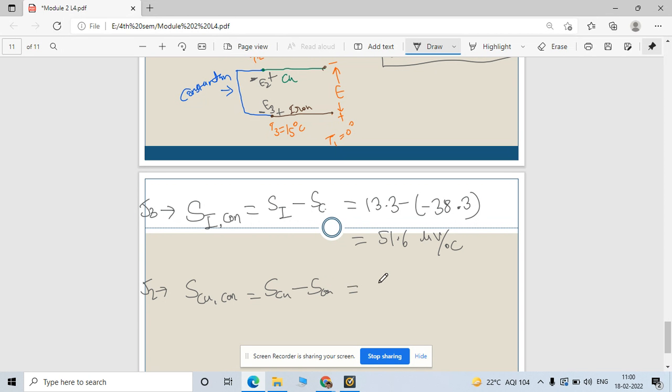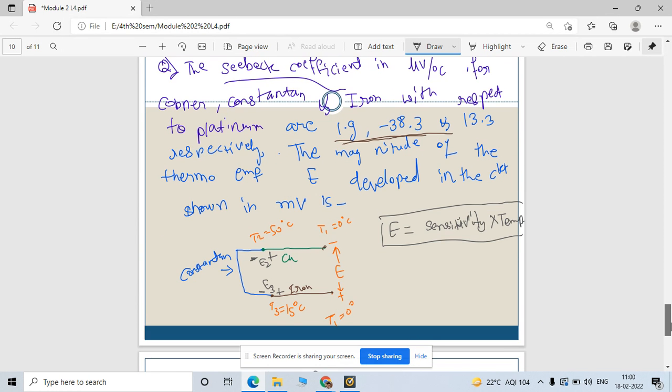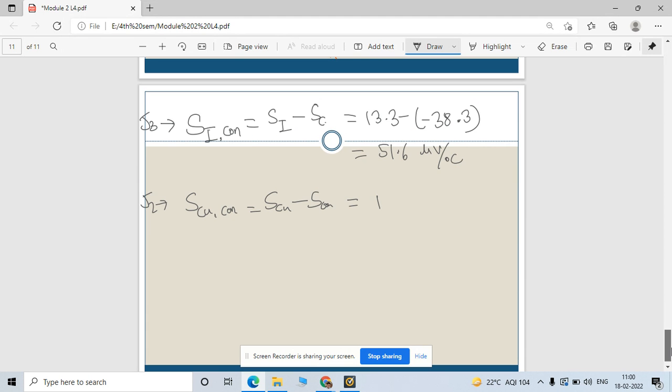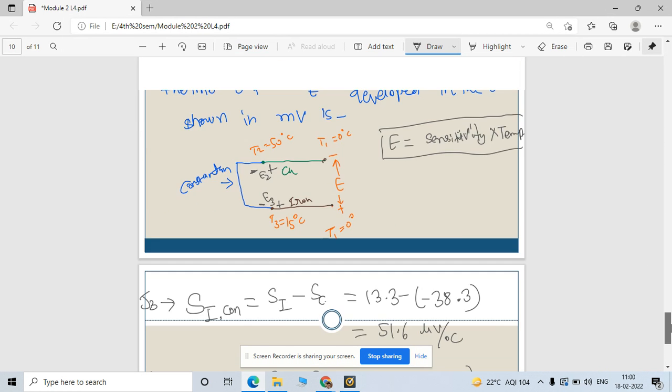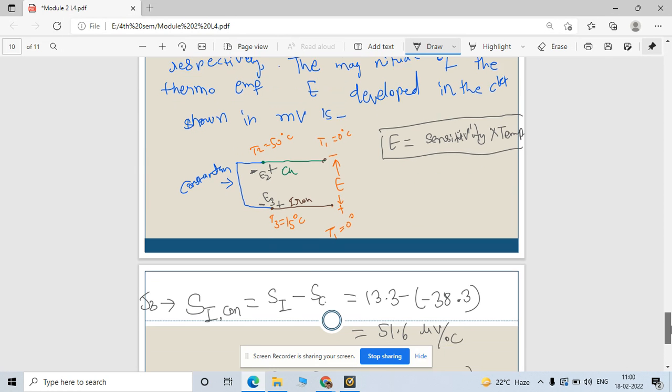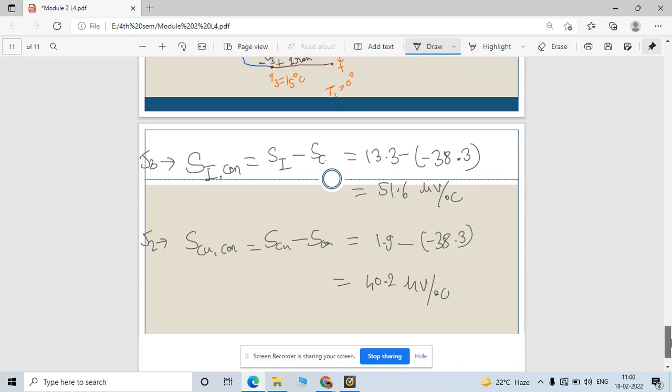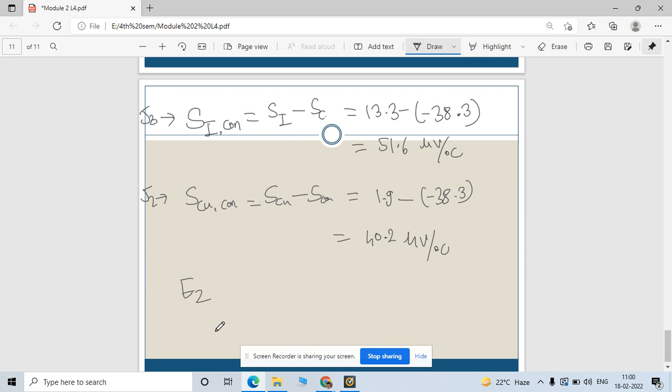Same way, what is the value of here? Copper sensitivity is 1.9 and minus of 38.3. So what is the value? I think 40.2, right? Microvolt per degree Celsius. Now, once you find out this sensitivity, find out the junction temperature, junction potential, which is E2. Find out this E2 and E3.